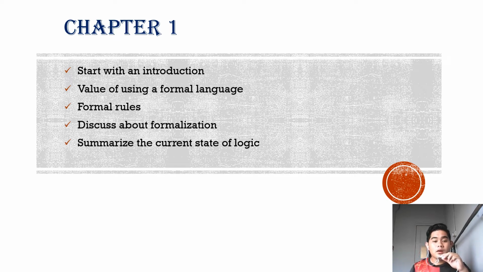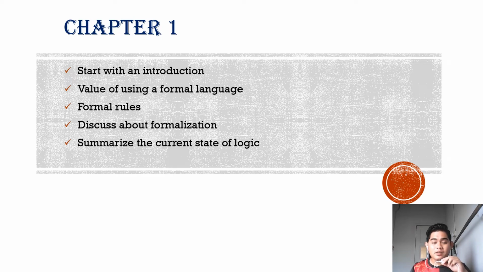Today I want to talk about chapter 1 in the logic book. First of all, this chapter is an overview of logic as presented in this book, and this book starts with an introduction to the key concepts of logic using sentences written in English. Then it talks about the value of using a formal language for expressing logical information, and then the formal rules for manipulating sentences expressed in this language.